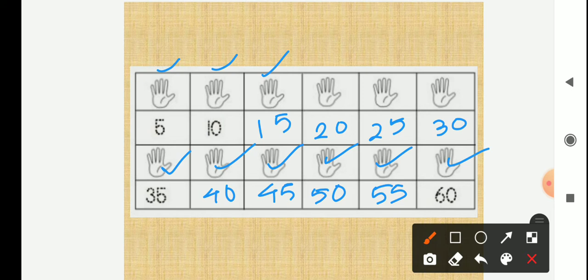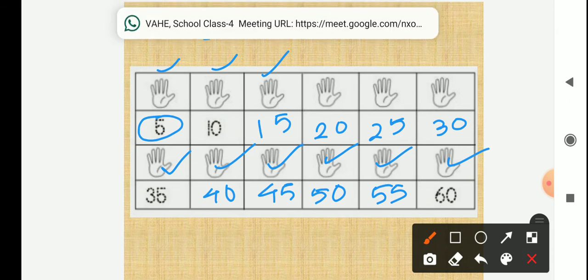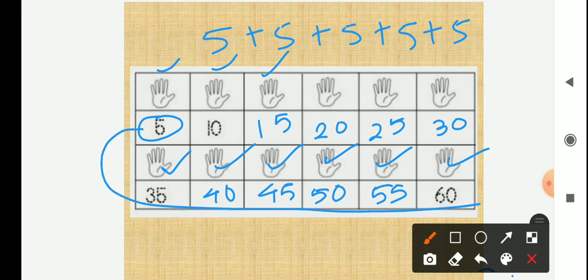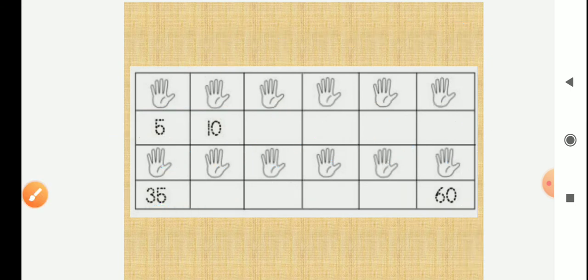So here we skip count, or we add number 5 repeatedly. Okay, so here 5 plus 5 plus 5 plus 5 plus 5 plus 5 means here we skip count by 5. In this way here we learn the multiplication table of 5 by skip counting.